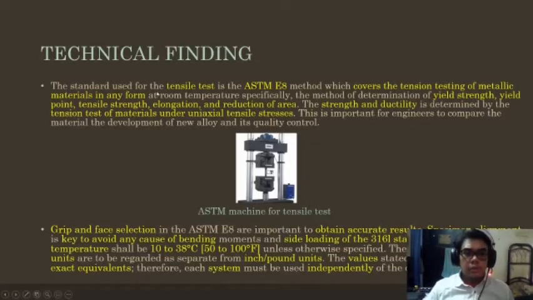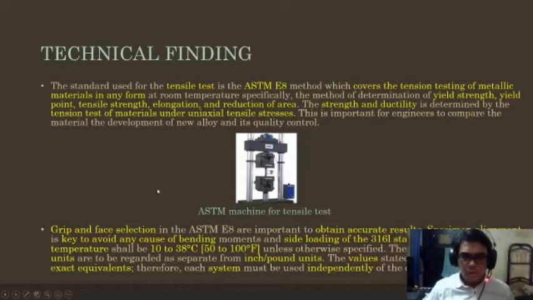The standard used for the tensile test is the ASTM-E8 method, which covers the tension testing of metallic materials in any form at room temperature specifically. In the method of determination of yield strength, yield point, tensile strength, elongation, and reduction of area, the strength and ductility is determined by the tension test of material under uniaxial tensile stress.